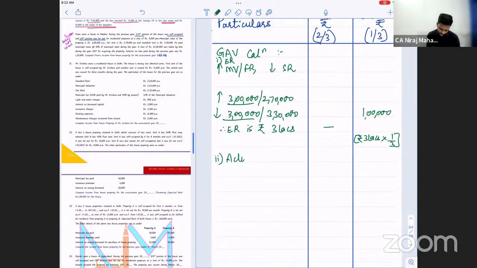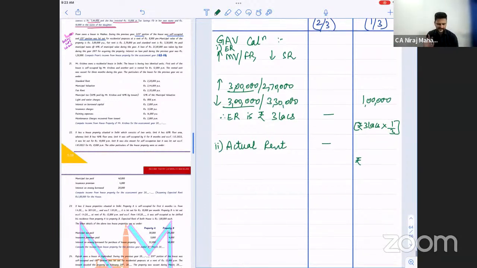Step 2: actual rent. Use common sense. Actual rent received or receivable, only obviously for the let out part. How much have we given it on rent for? 8,000 per month. Have they complicated the story yet with vacancy loss or unrealized rent? That will also come into picture. Right now, it is not there.